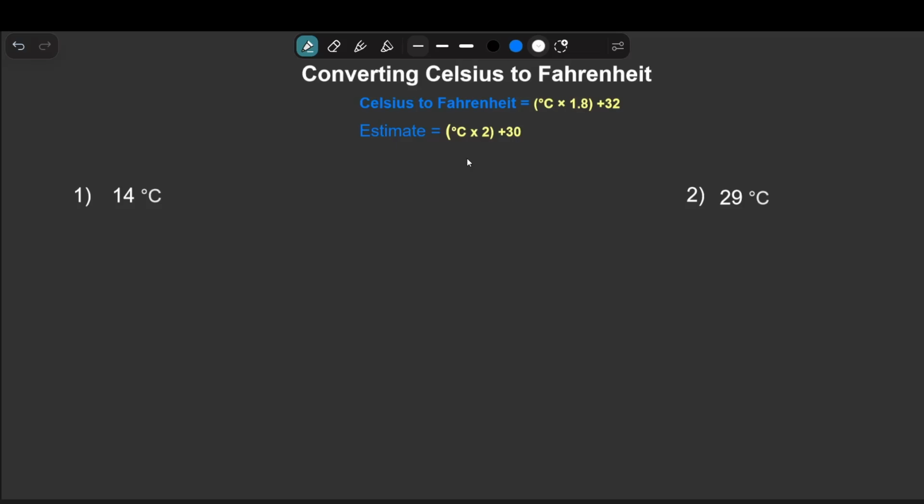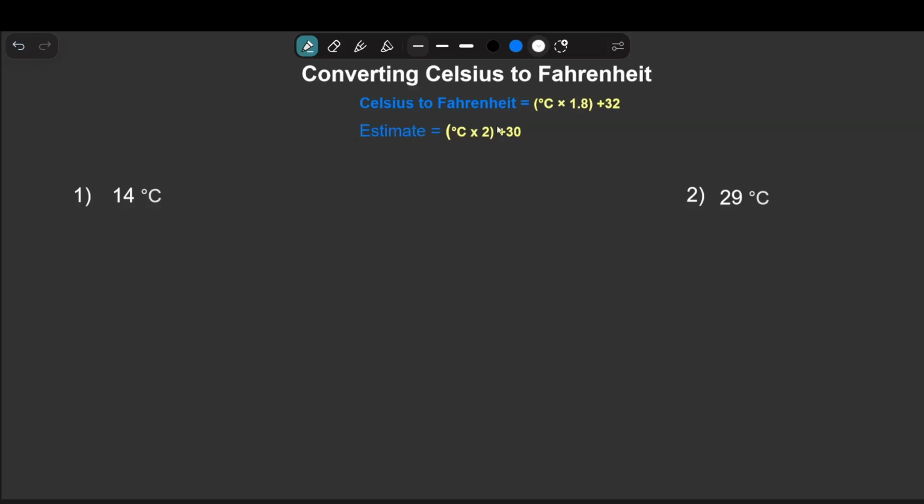Okay, so let's jump straight into the first example. 14 degrees Celsius. To do this, we're going to use both of the formulas. First, we're going to use the correct formula, and second, we're going to use the estimate formula.